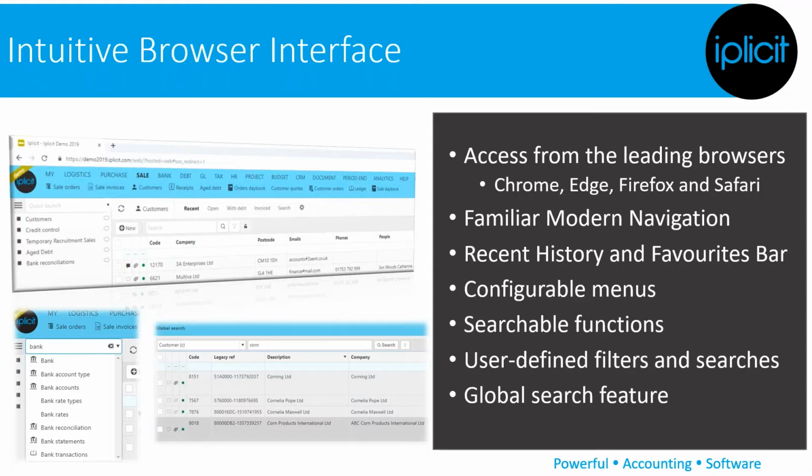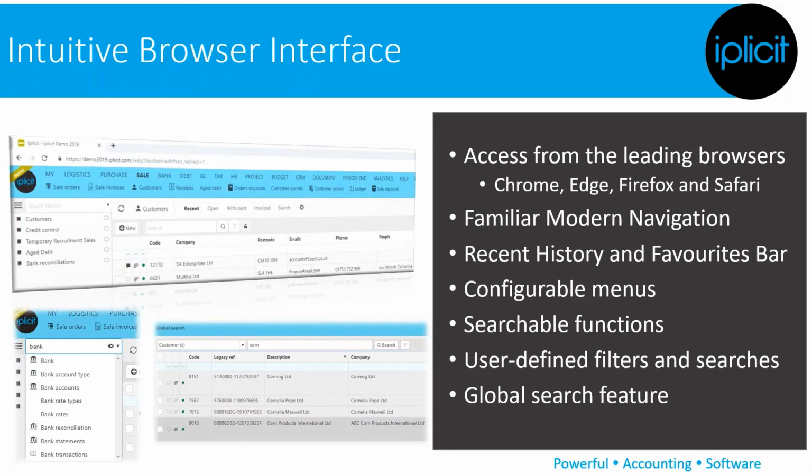Today we're going to be looking at how easy it is to navigate around the iplicit product and how you can do your own small pieces of configuration to tailor the system just as you want to see it. We'll show you how that modern navigation fits in line with other browser products that you're already using today. You'll see how you can set up your own favorites, configure the menus, choose your own searches and filters, or find anything that you're just trying to dig into the system and understand with our global search feature.